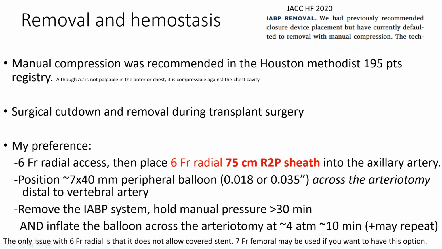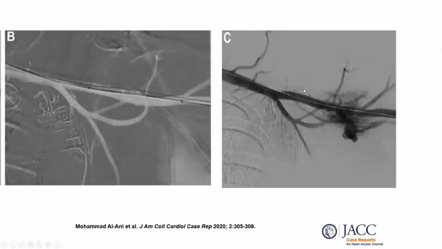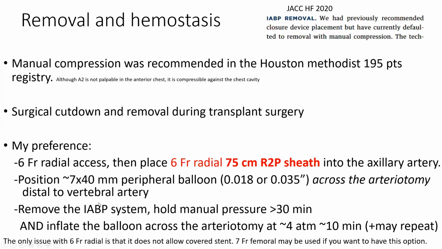And the balloon is positioned at the arteriotomy, not proximal to it. You don't want to position that balloon proximal to the arteriotomy. Here you can see the balloon, and this is the sheath. So it's ready to go at the arteriotomy, not proximal. As you have seen, the axillary artery has a lot of branches and a lot of collaterals. So if you inflate the balloon proximally, you may not achieve perfect hemostasis. You want to inflate it at the arteriotomy with this technique.